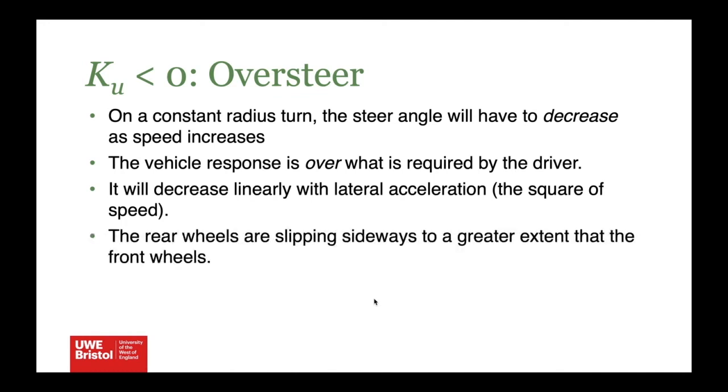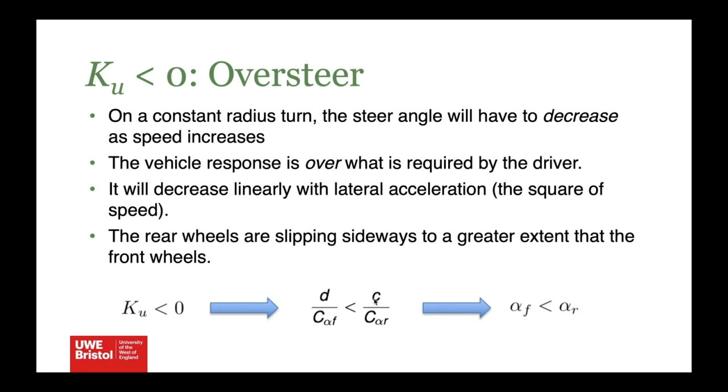And that means that the rear wheels are slipping sideways to a greater extent than the front wheels, and so the Ku is less than 0. Your front slip angle is less than the rear slip angle, which means that as you increase the speed, you've got to wind the steering angle off to maintain the radius of the corner that we were talking about. If you want to think about it, neutral steer goes around the corner.